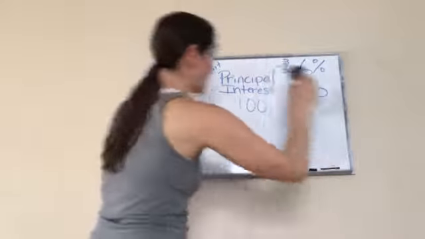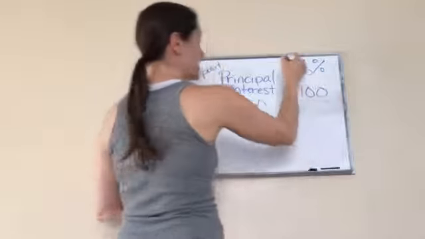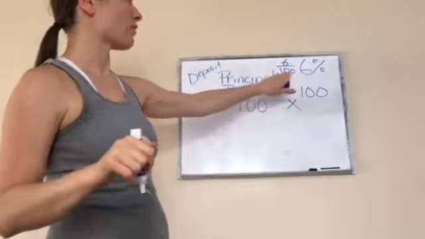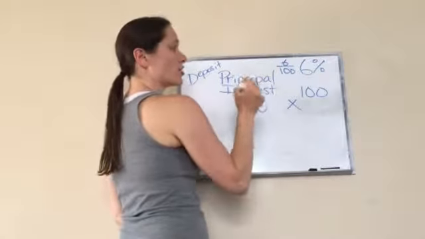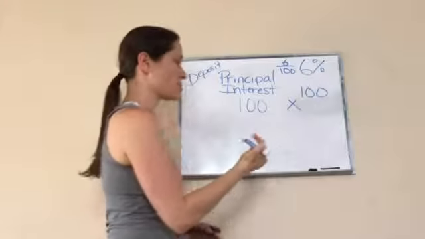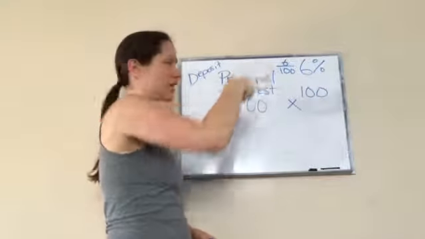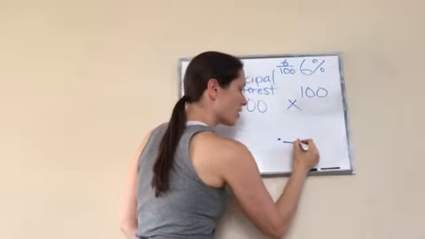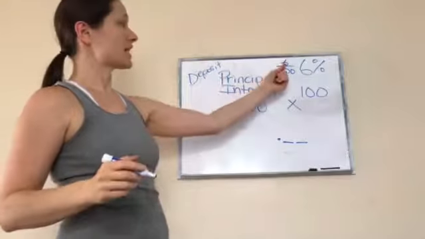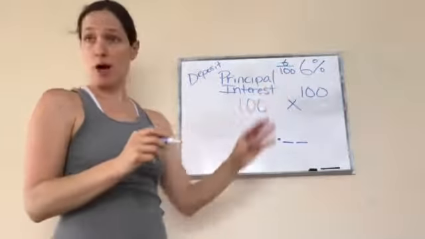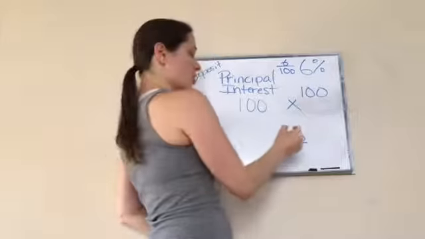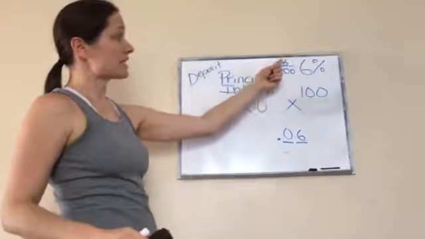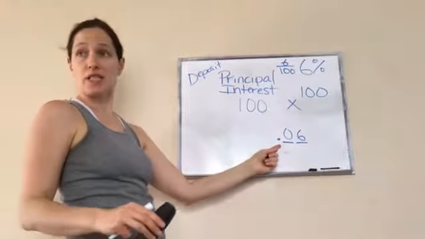Actually, let's do it a different way. Let's do it like this. 6 over 100, I'm wanting to make it into a decimal number, I just remembered. So 6 over 100, then I have a decimal, tenths, hundredths. So where does the 6 go if it's in the hundredths spot? Right here. So what goes here? That's a zero. So 6% is 6 over 100, which is 0.06 as a decimal.